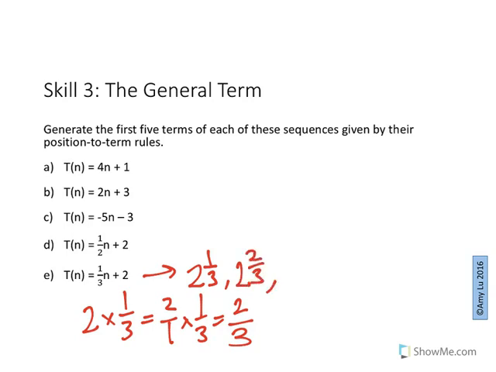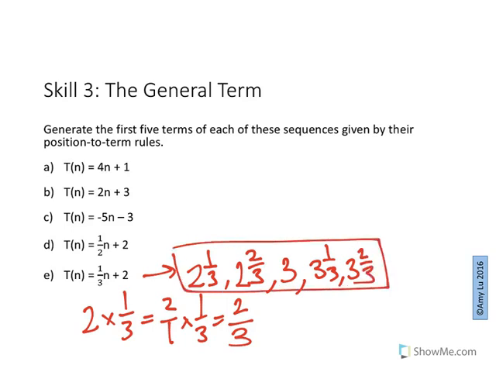And then finally, 3 times 1/3 is just going to be 1, plus 2 is 3. And it'll continue in that pattern. And so these are the first 5 terms of that sequence. And that's it.